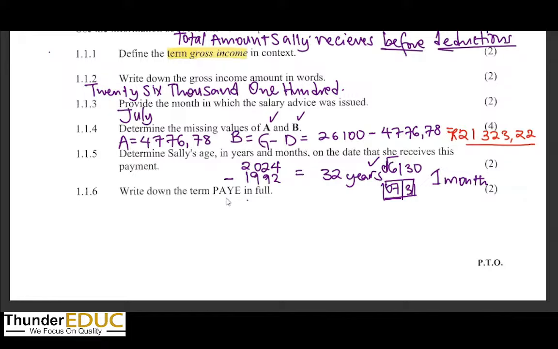Write pay as you earn in full. I would advise you to write it in full as this: pay as you earn. PAYE.